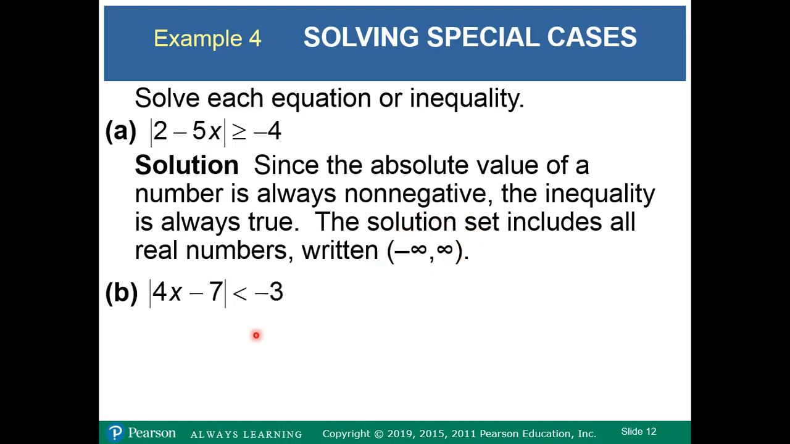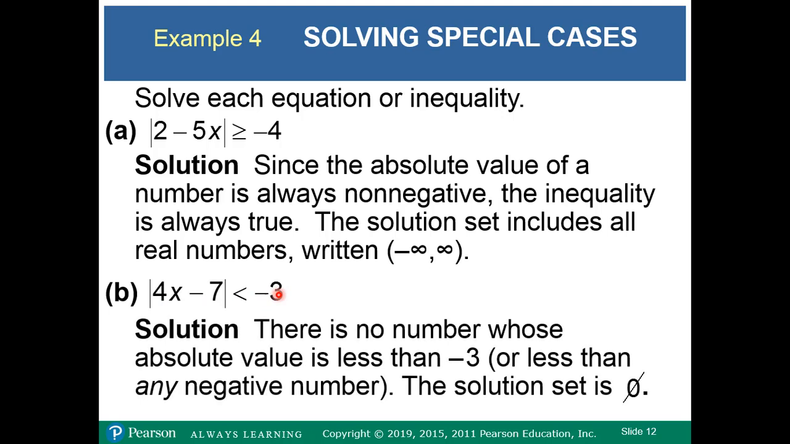Now what about this one? Well, here we have the absolute value of 4x minus 7 is less than negative 3. Well, can this ever be true? And the answer is no. Because remember, for the same reason up here, where this is greater than or equal to, the same reason this is always true is the same reason that this is always going to be false. Because this will always be positive, so no, there will be no value of x that will make this less than negative 3.